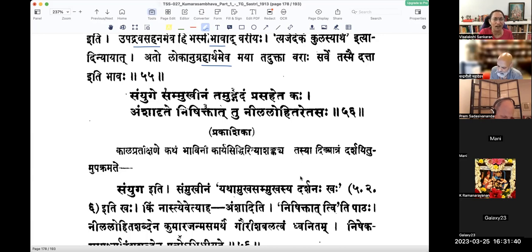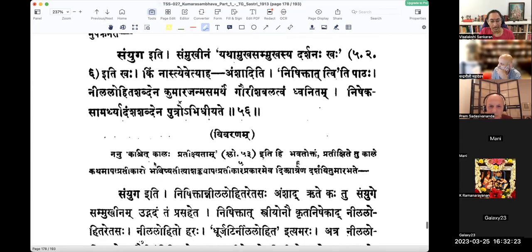Kaha prasaheta. Who can tolerate him in a samyuge, samyuge yuddhe. Amshat neela lohita retasaha nishiktat amshat rite na kaha api. So other than the shakti of Neela Lohita, who is Shiva, other than the shakti of Shiva, which has come from him, from that amsha, a portion of that viryam that comes from Shiva, unless a senani is created from that amsha of Shiva, you cannot kill him. Nobody can face him in a war.